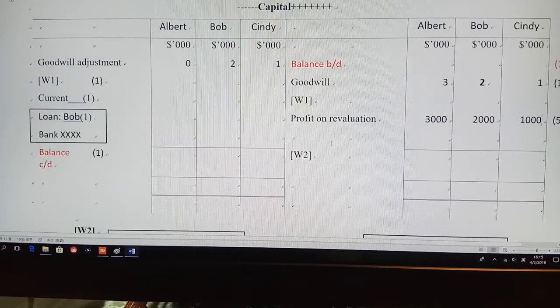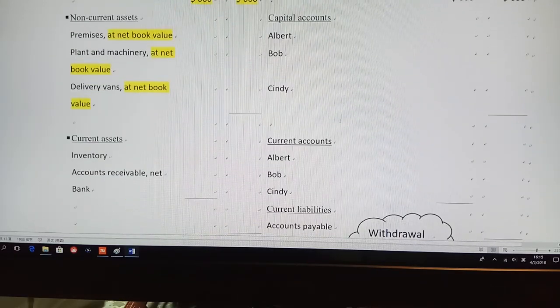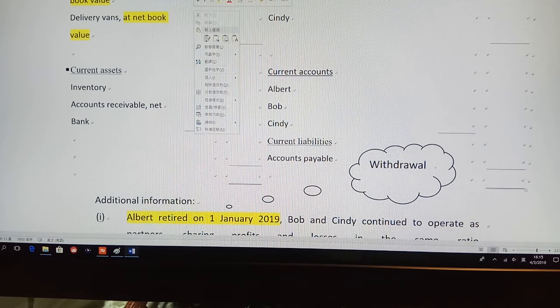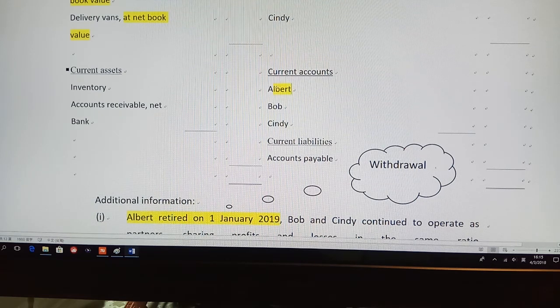Okay. Remember, when Albert is going to leave, he has to get back everything. So we should go back to the balance sheet before Albert left. First of all, we should note how much Albert has in his current account. Remember, a current account may be positive or negative.